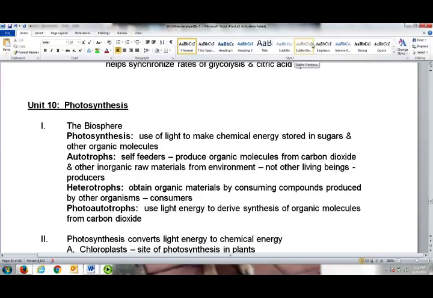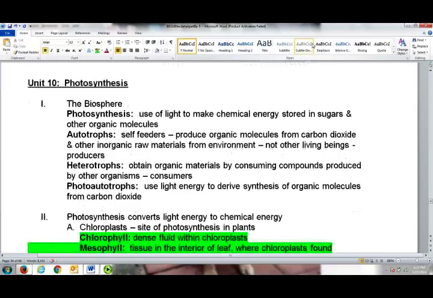This is Chapter 10 on photosynthesis. Photosynthesis is the use of light to make chemical energy, and that chemical energy is going to get stored either as sugars or other organic molecules. We have organisms that are able to produce their own food, and other organisms are relying on food to be produced by a different organism.